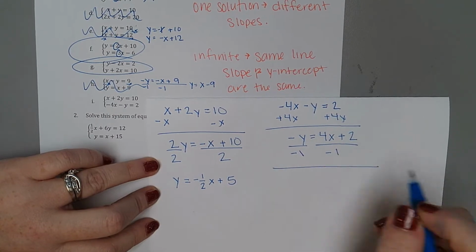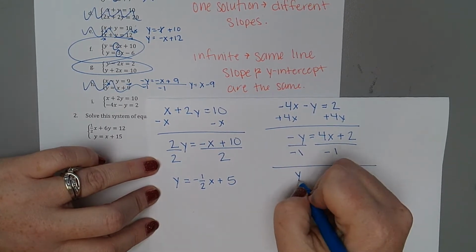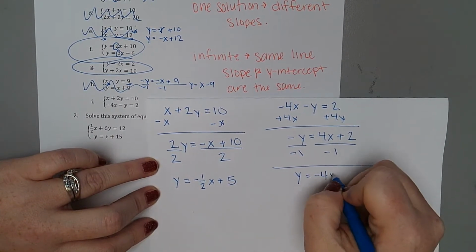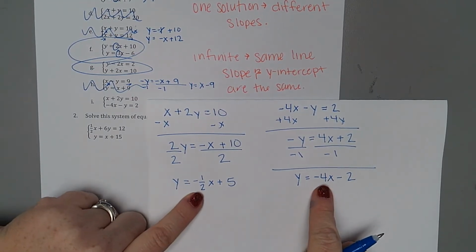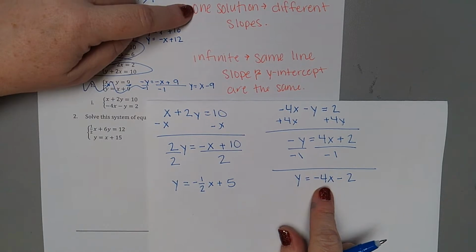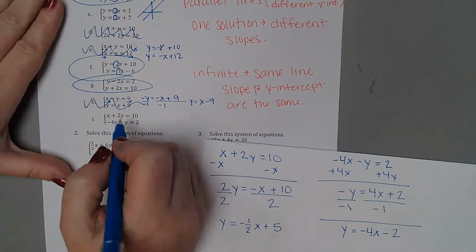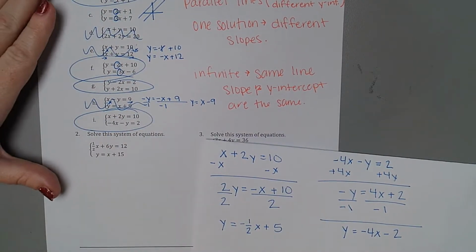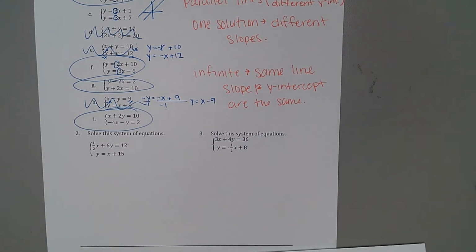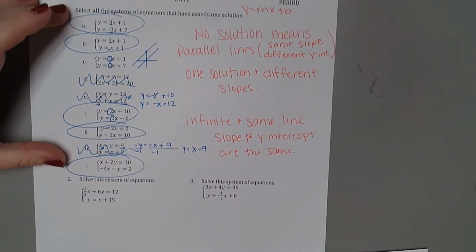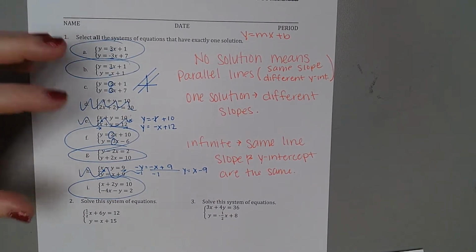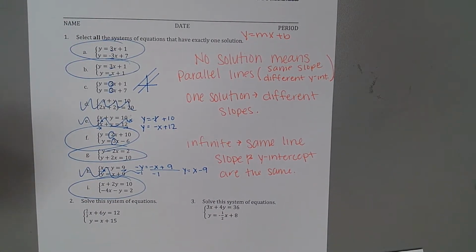Dividing both sides by negative 1, so I have a positive y, negative 4x minus 2. So I have different slopes. Different slopes means one solution. So these ones you did not have to plug anything in, because we were just wanting to know if they have one solution.